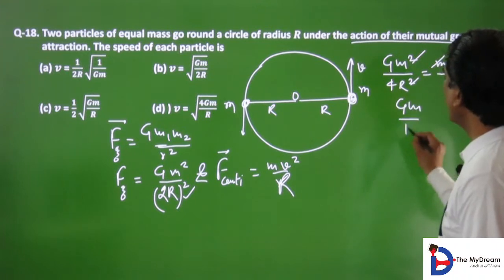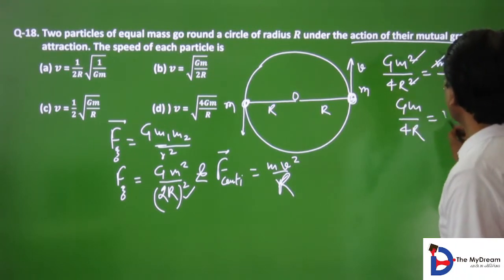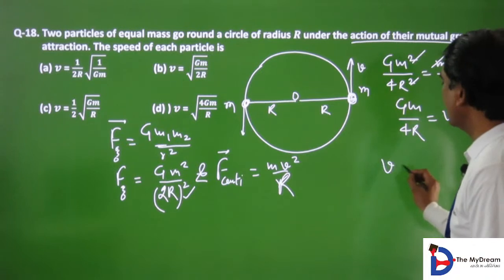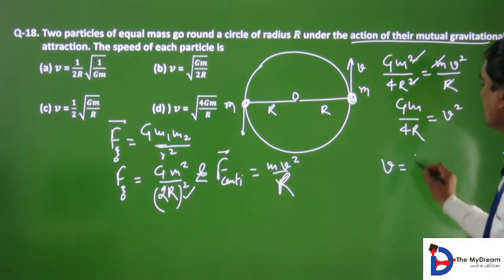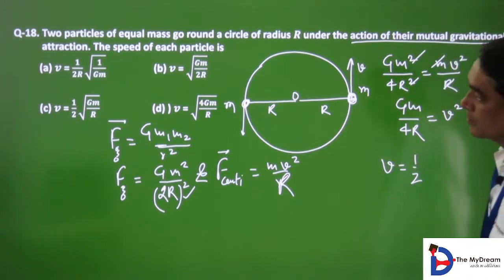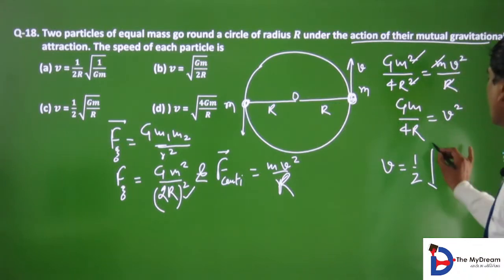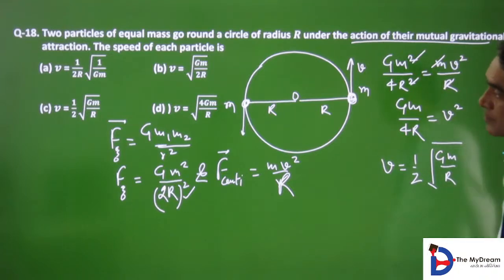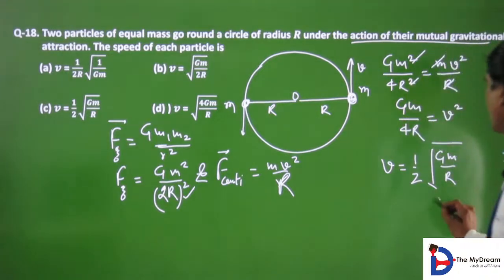GM by 4r, take the square root, so C option is correct.